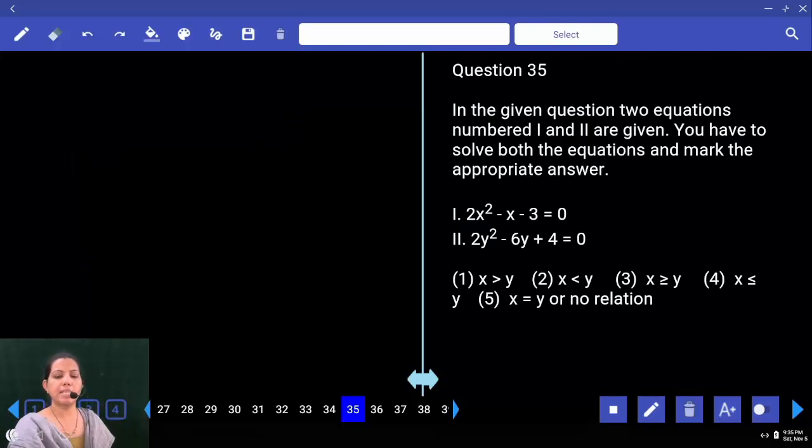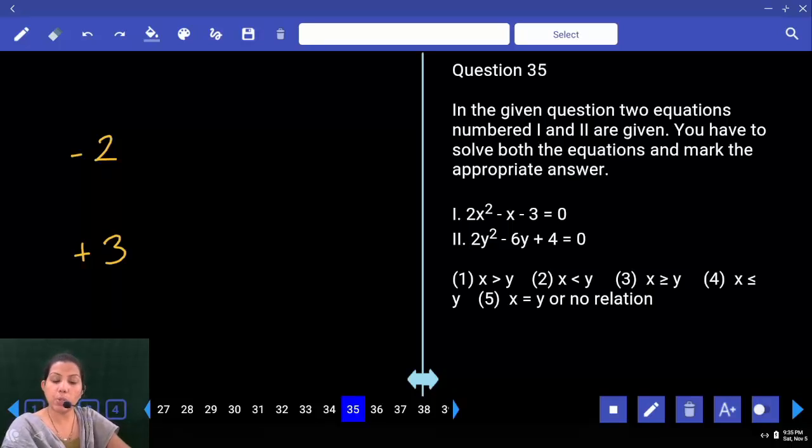2x square minus x minus 3 equal to 0. Both the x square coefficient and the y square coefficient are 2 only, so no need to write the denominators. 2 3s, 2 and 3. It is minus x, means plus 3 and minus 2. These are the roots of the first equation. Actually it should be divided by 2, but since it is 2x square, there is no need to write it.